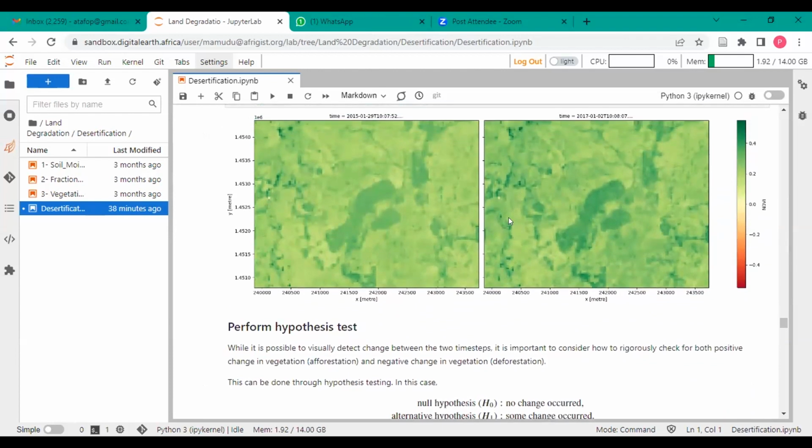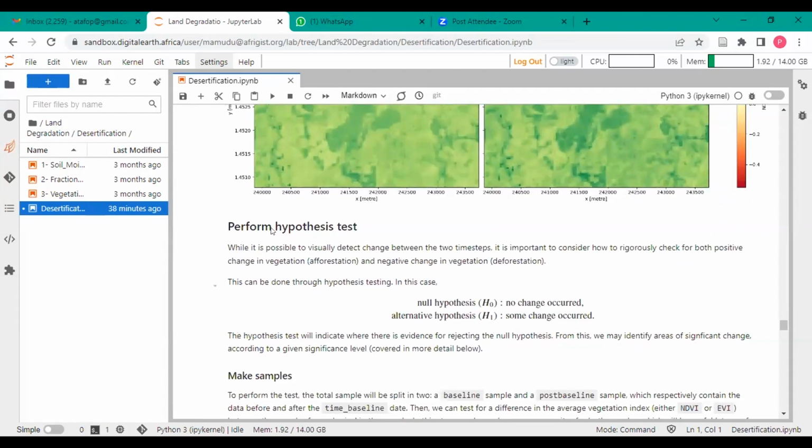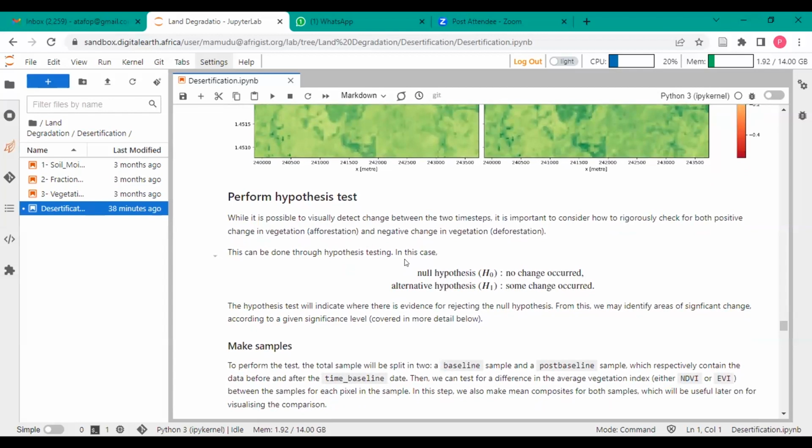Now, being as this is just visual, it's going to be difficult for us to see if there are any real changes in the area just by looking at the NDVI of 2015 and that of 2017. So we chose to create a hypothesis. The hypothesis basically says that it wants to test whether there is any significant change in the study area. So while it's possible to visually detect changes between the two time steps, it's important for us to check for both positive change, whether there's any evidence of afforestation, or negative change, which is evidence of deforestation.